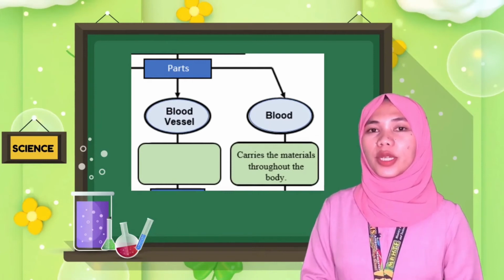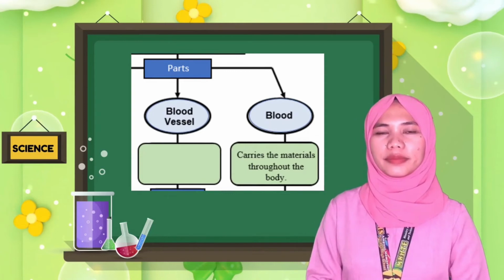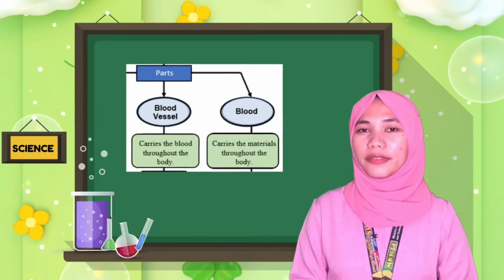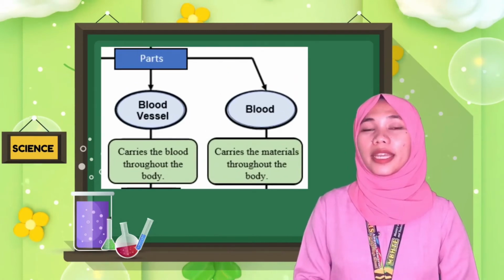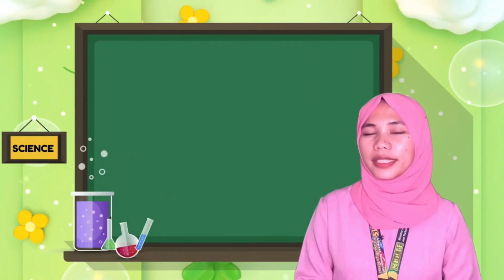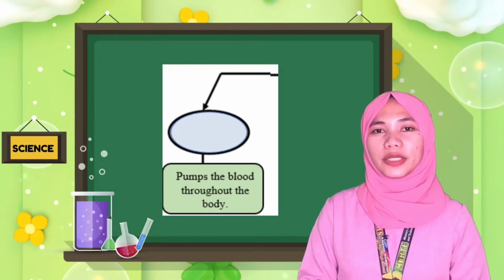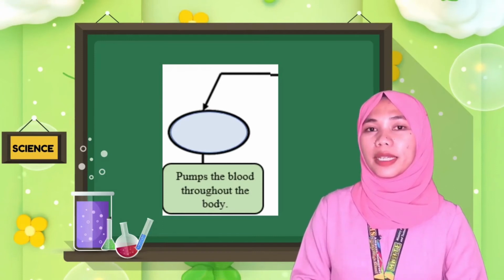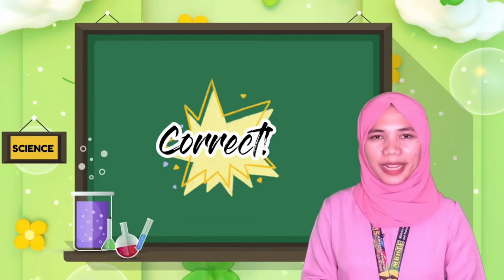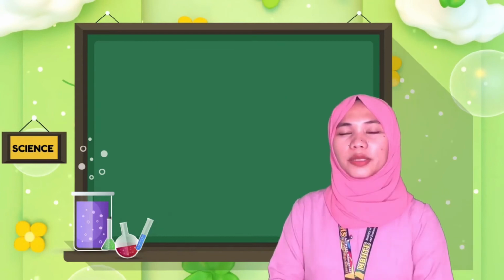What is the function of the blood vessels in the circulatory system? Awesome! The function of blood vessels in the circulatory system is to carry the blood throughout the body. Second question. What part of the circulatory system pumps the blood throughout the body? Correct! It is the heart. Let's proceed to the other missing parts.